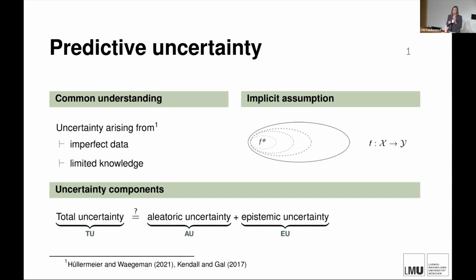And now what we're interested in is to somehow quantify the total uncertainty about our prediction and hopefully disaggregate that into its aleatoric and epistemic components. And I've made that little question mark about the equal sign here because the additivity of this relationship is actually something we would like to call into question.